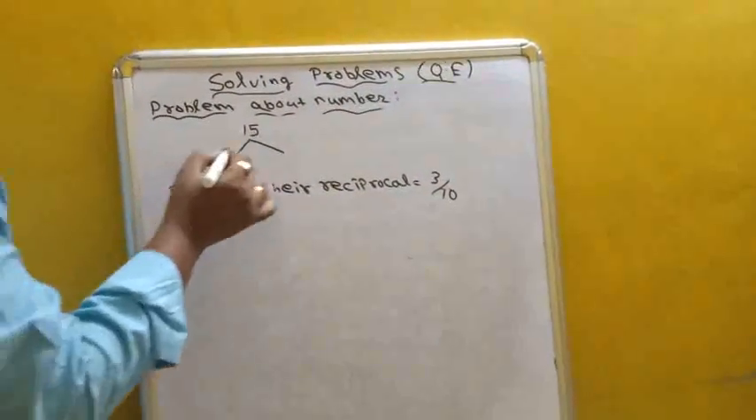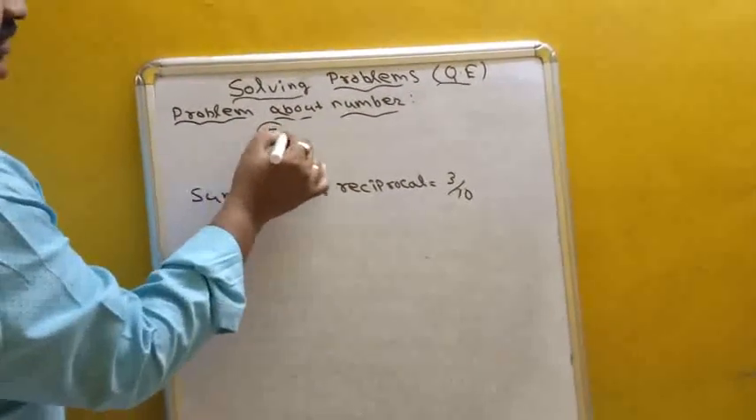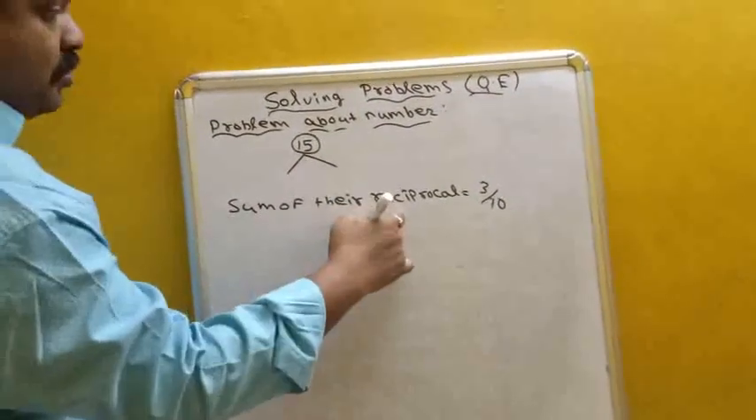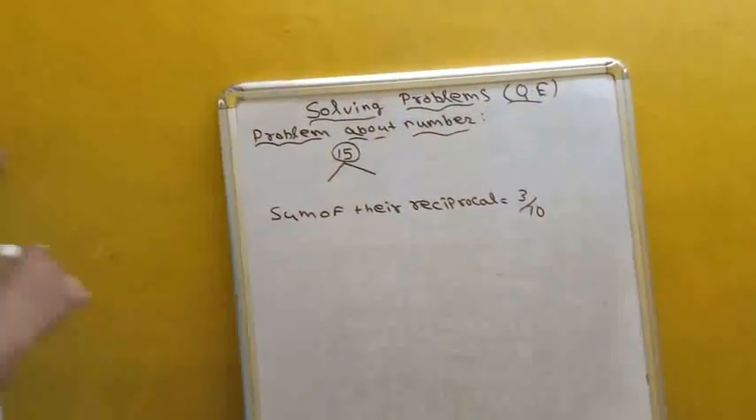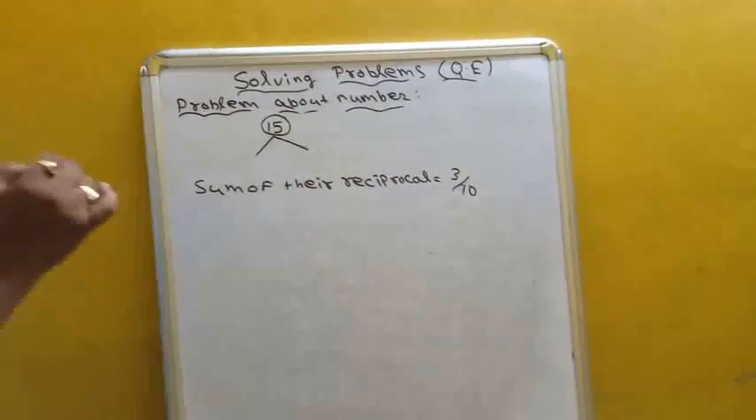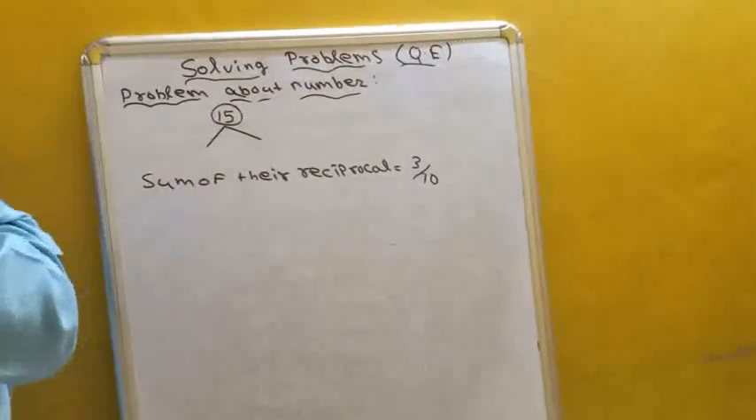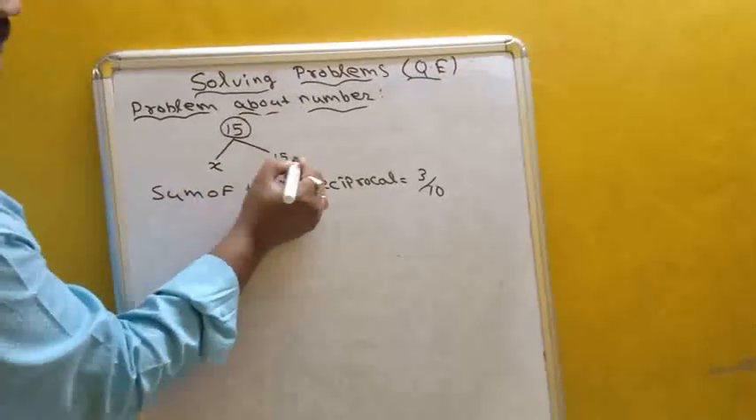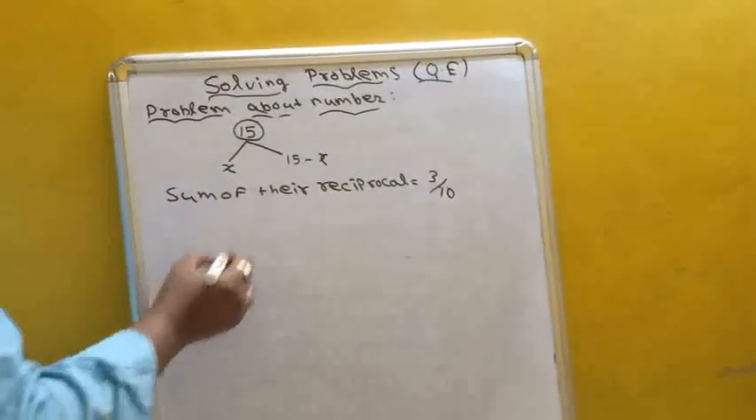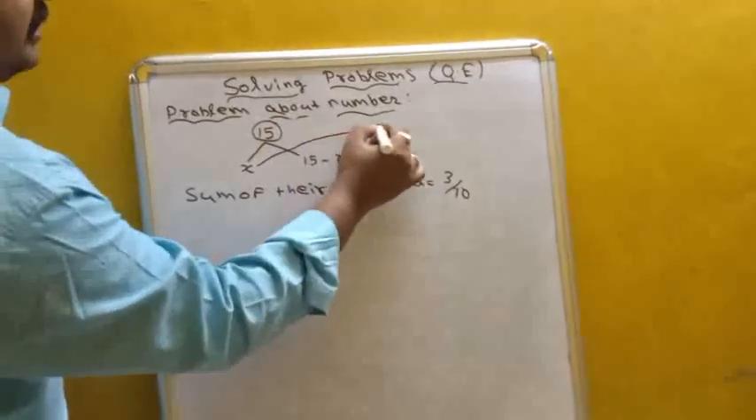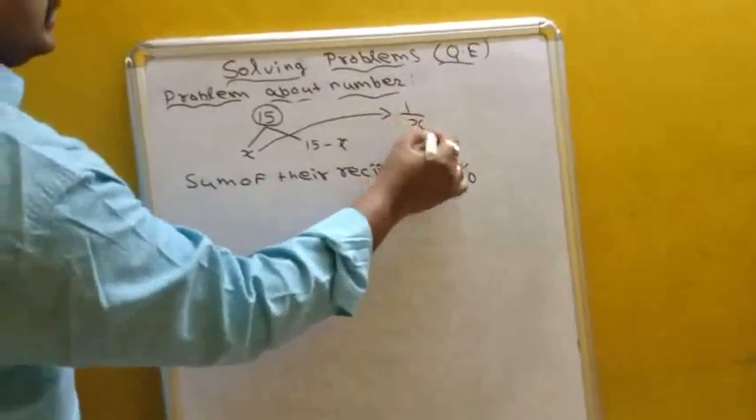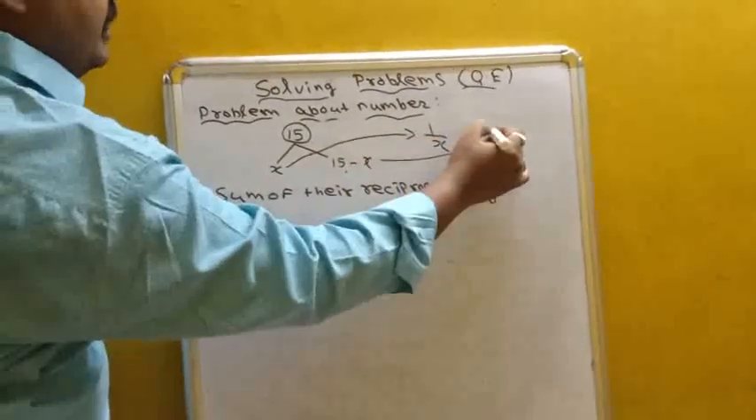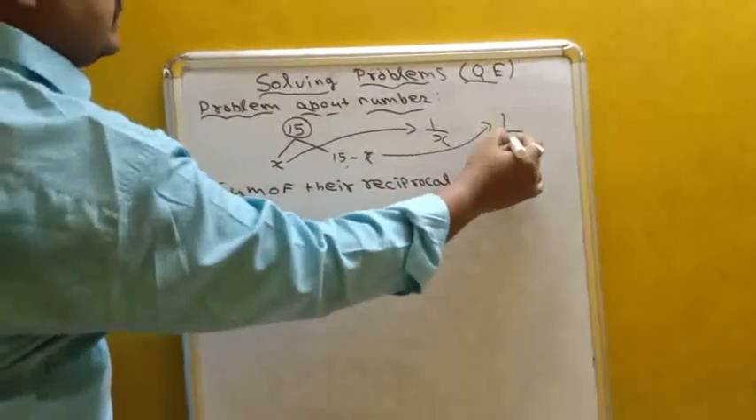So what did he tell? Split that 15 into 2 parts, where the sum of the reciprocals is 3 by 10. Or he told the sum of the two numbers equals 15. Then one number I have taken as x. Another number equals 15 minus x. Yes or no? Reciprocal of x is 1 by x. Reciprocal of 15 minus x is 1 by 15 minus x.